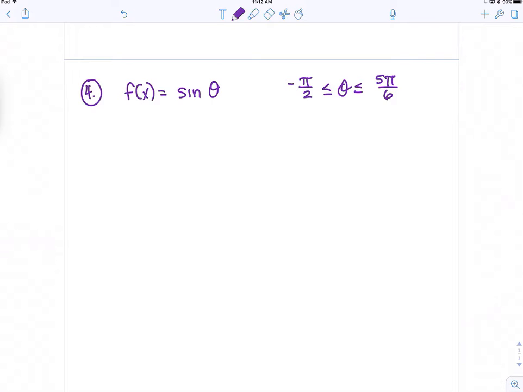Okay, we're going to work with the trig function here. So we have sine of theta. The interval is -pi/2 to 5pi/6. Let's take our first derivative and do our critical point. So what's the first derivative of this function?